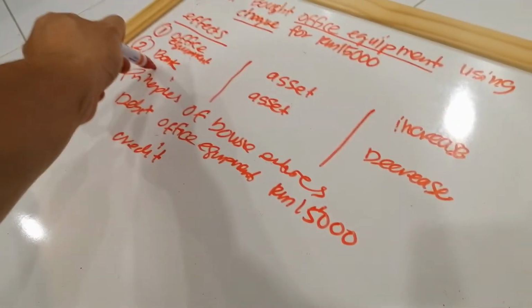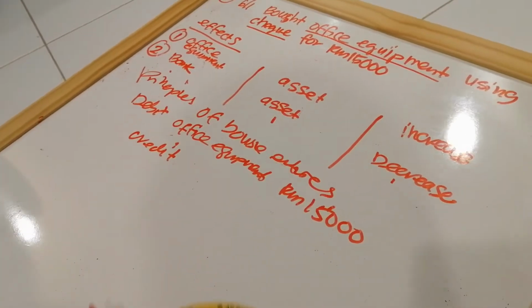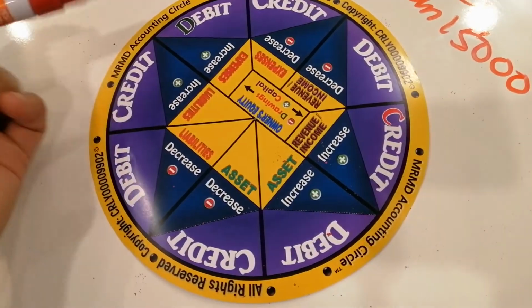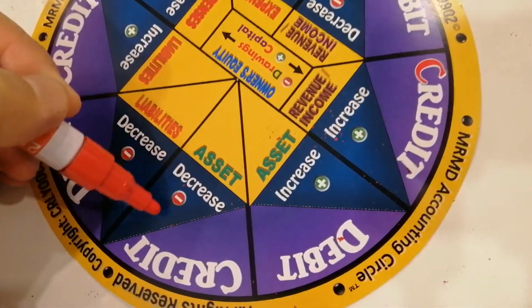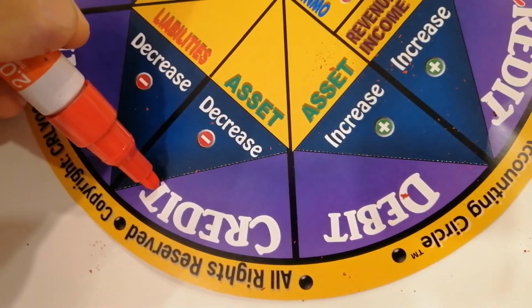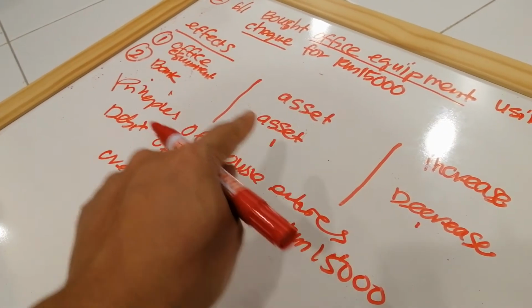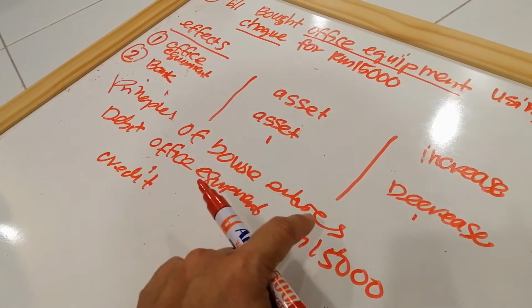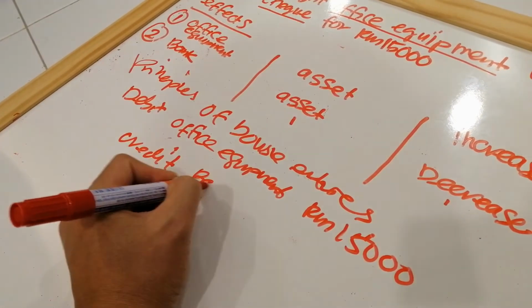And bank is also under asset, but this one decreases. So check again from your circle. When an asset decreases, we record under credit. And I told you many times, don't record "asset". The asset has its name. So in the principal double entry we use its name. Yes. So credit bank.